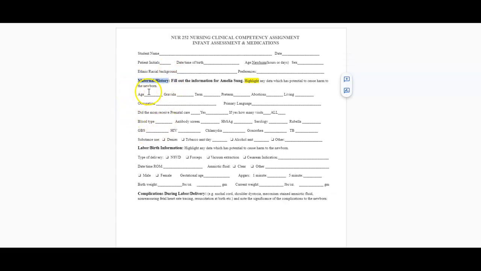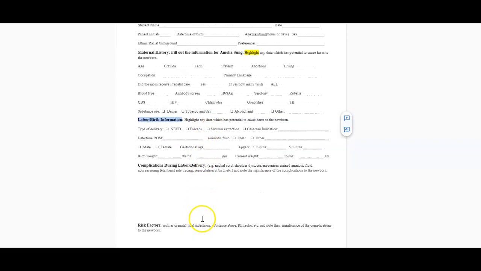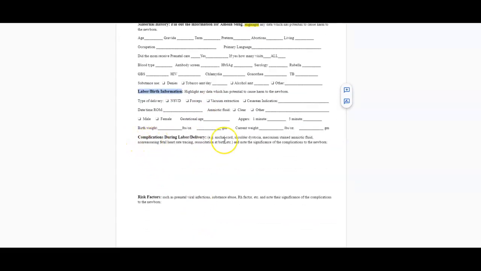You can't prioritize what you need to do with your baby by just looking at your baby. You also need to have all of this information, as well as what's listed in the labor and birth information. Next, you want to make sure that you outline any complications during delivery. And even with a normal delivery, there are risk factors, okay? So you'll want to go ahead and put your risk factors in.